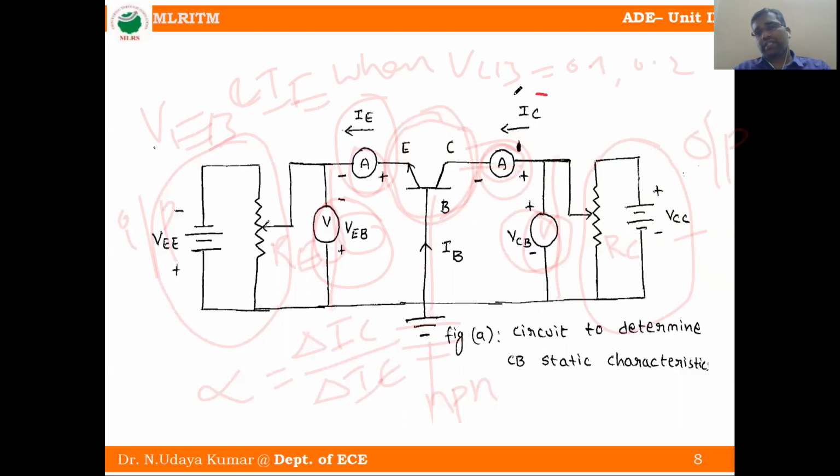Output characteristics are the VCB versus IC graph, when IE is constant. I will repeat. Input characteristics: the input side has the voltage VEB and current IE, when VCB is constant. Output characteristics: VCB versus IC when IE is constant.